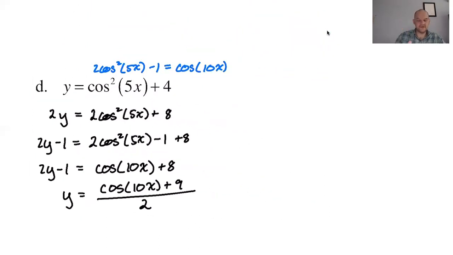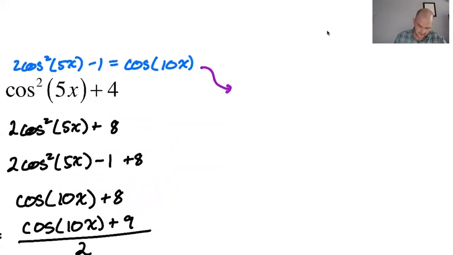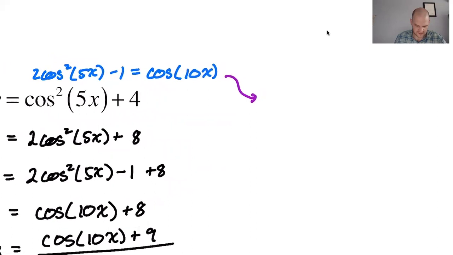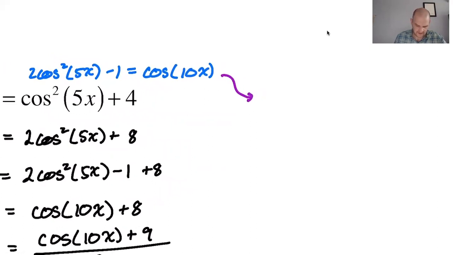Now, an alternative approach would be, I'm going to use this color, right? So here, I'm going to solve that for cosine of 5x. So to do that, I'm going to get cosine squared of 5x.